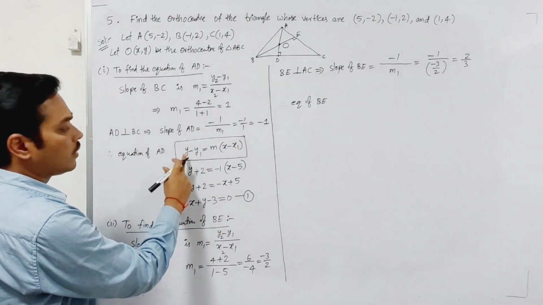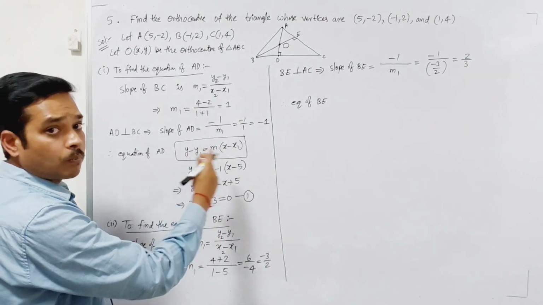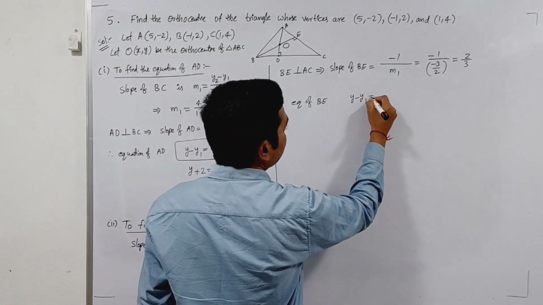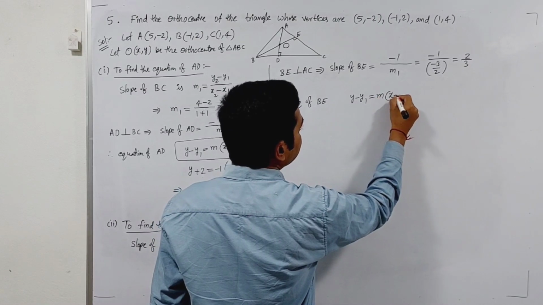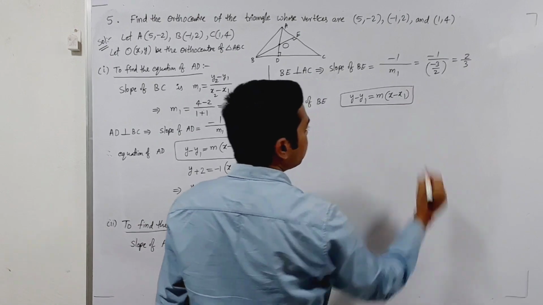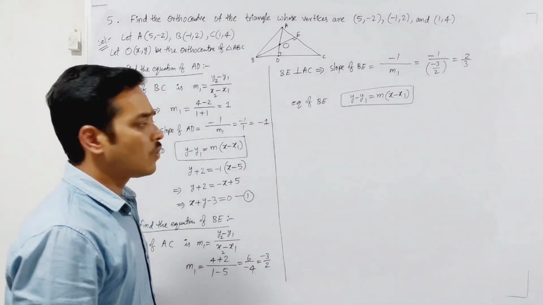Equation of AD, slope point form. Y minus y1 is equal to m of x minus x1. This is the formula, the straight line formula, the equation of the straight line in slope point form.